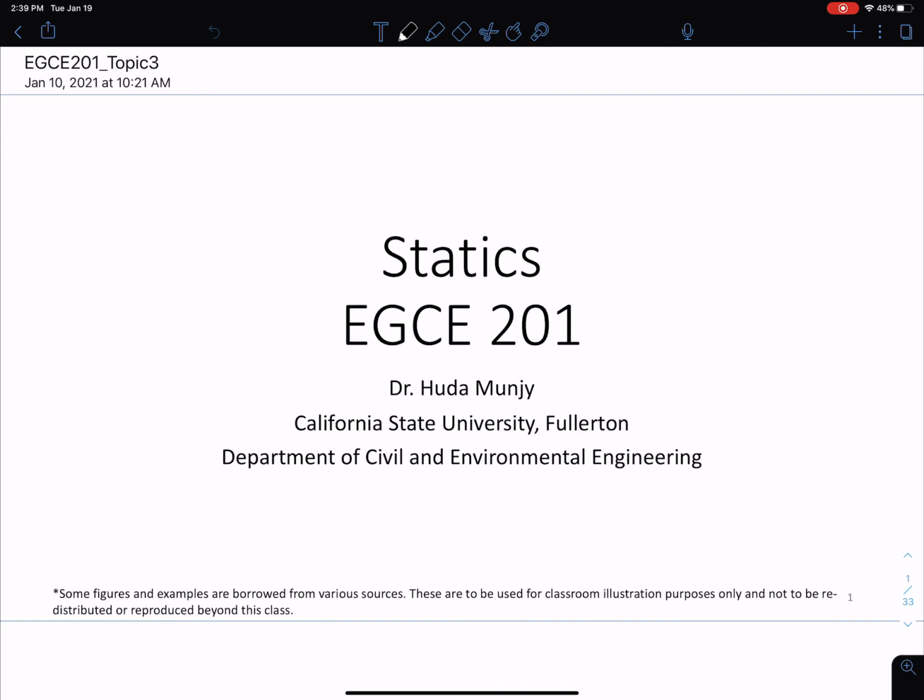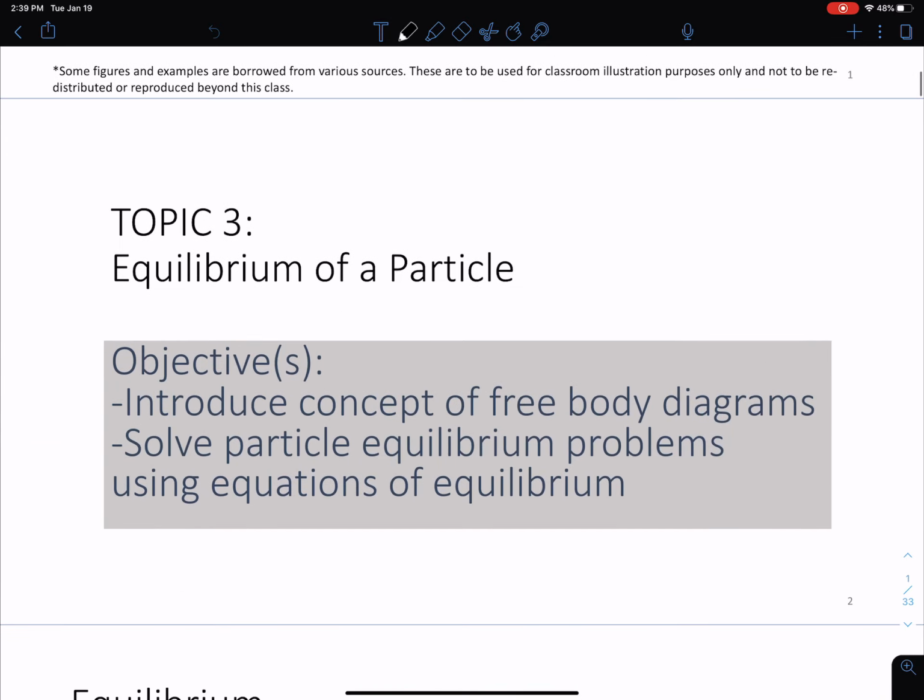Okay guys, so we're going to start topic 3 in this video today, which is going to go over equilibrium of a particle. So we're going to introduce a really important concept in this topic that we're actually going to extend later in a future topic, and that is the concept of free body diagrams. The next really important thing, of course, is just solving particle equilibrium problems using equations of equilibrium. So both of these are super important.